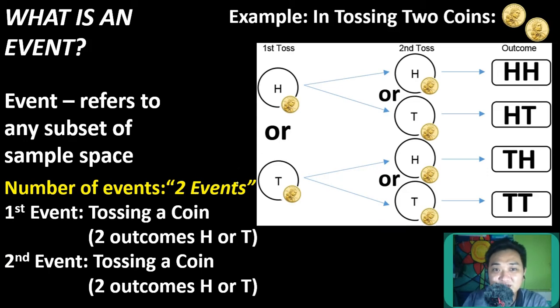Dalawa yung coin natin. So, yung first event natin has something to do with tossing our first coin. At saka yung first event natin, meron siyang dalawang outcome. Kasi barya lang naman yan. So, it's either hari or patay. Or tinatawag natin head or tail. And the other event is also tossing another coin. Na meron din siyang dalawang outcome. That is head or tail.